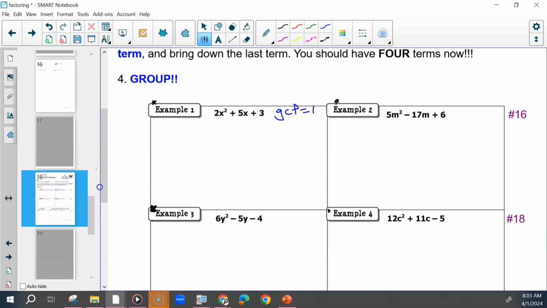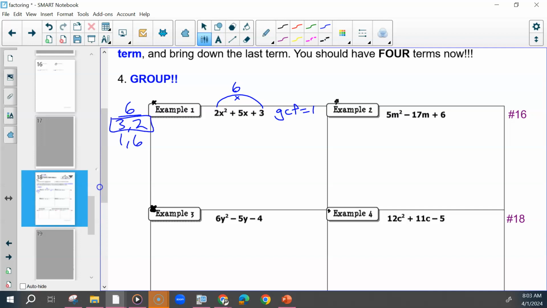Then we're going to multiply 2 and 3. So we're always going to multiply the first number? Yep. To get 6. So then we're looking for 2 numbers that multiply to be 6. What are some factors of 6? 3 and 2, and 1 and 6. Of those, which ones would add to be 5? 3 and 2.